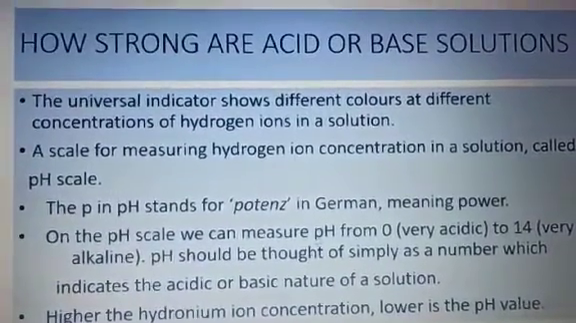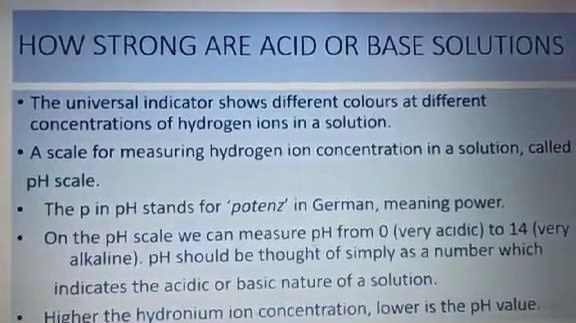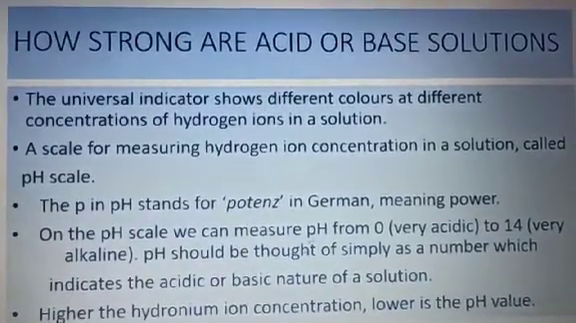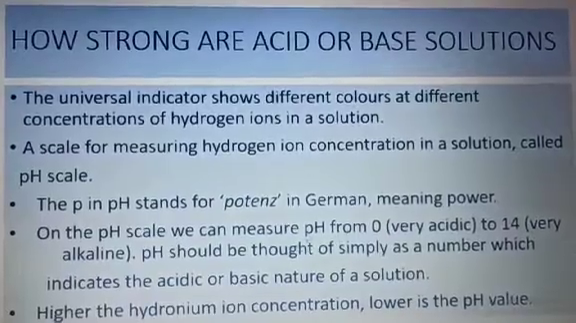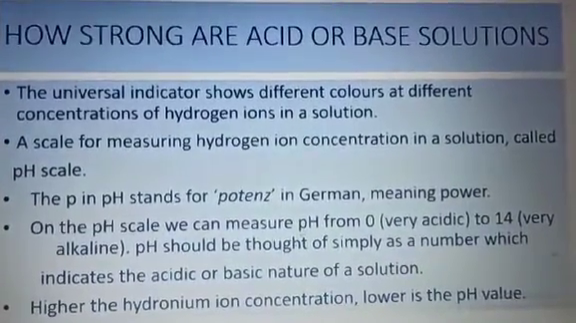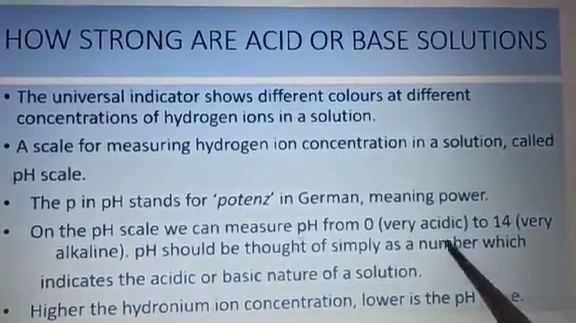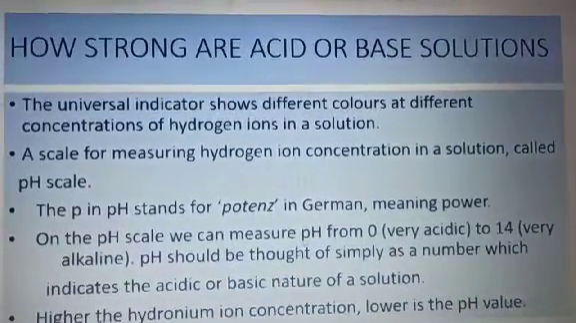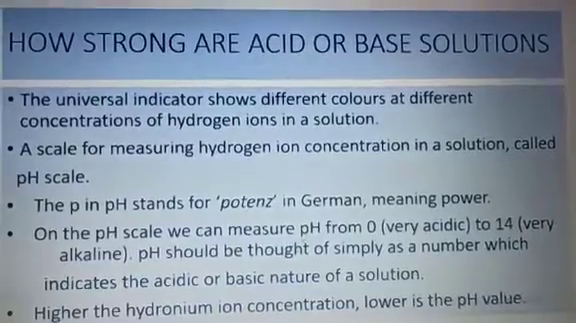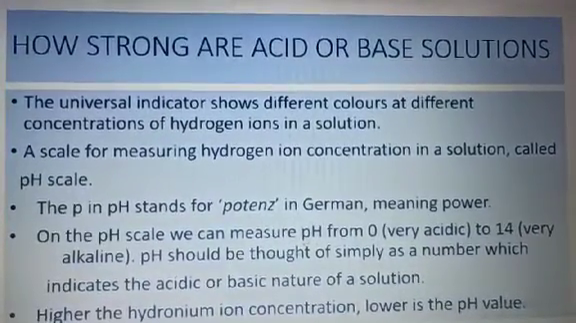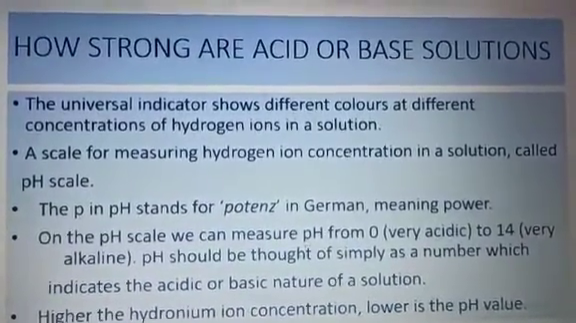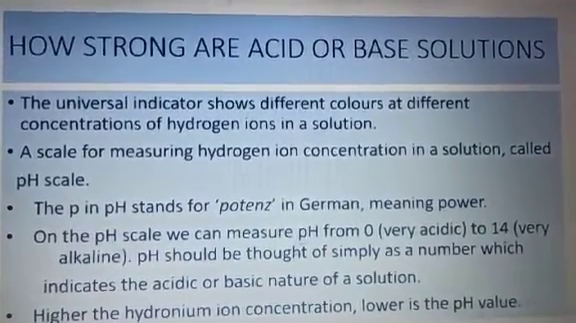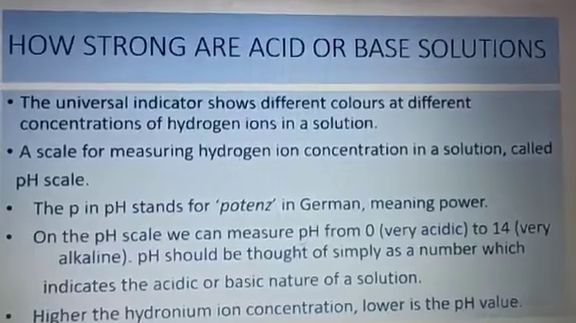This means if pH is 0, it is most acidic. If pH is 1, it is less acidic than 0, right? And as the pH goes higher, the acidic nature of a substance decreases. So the higher the hydronium ion concentration, the lower the pH value. As the hydrogen ion concentration increases, the pH value decreases.